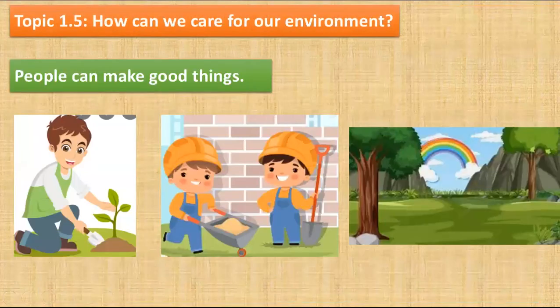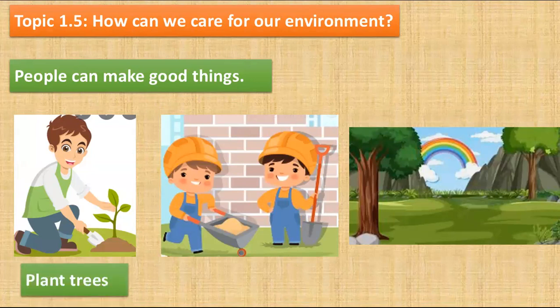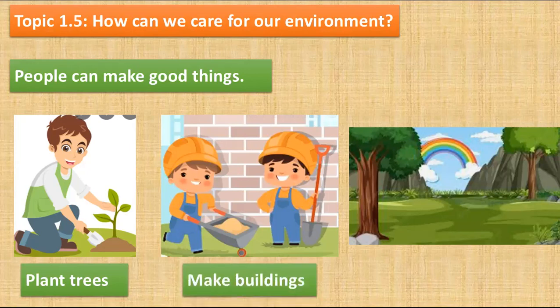Also we talked about what good things people can do for the environment. People can plant new trees. This is good for the environment, and people and animals have good food to eat. The next thing, people make buildings to live safe, and people keep the forest clean. So here are the good things people do for the environment.